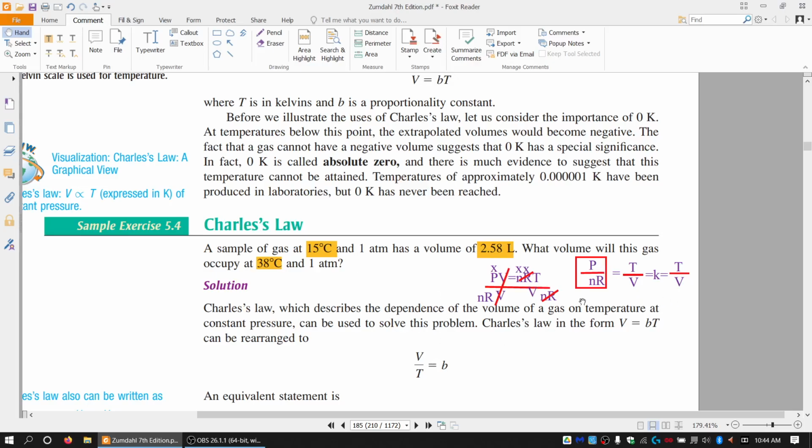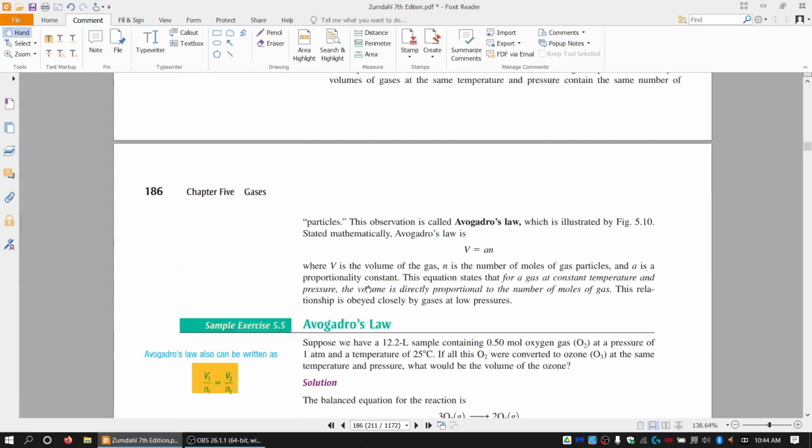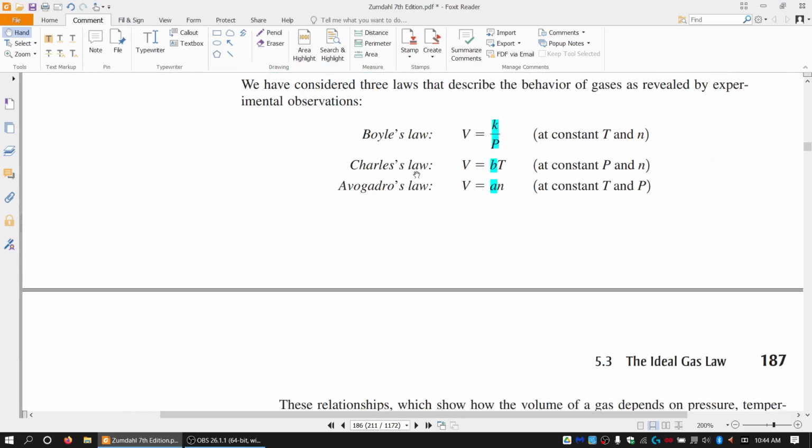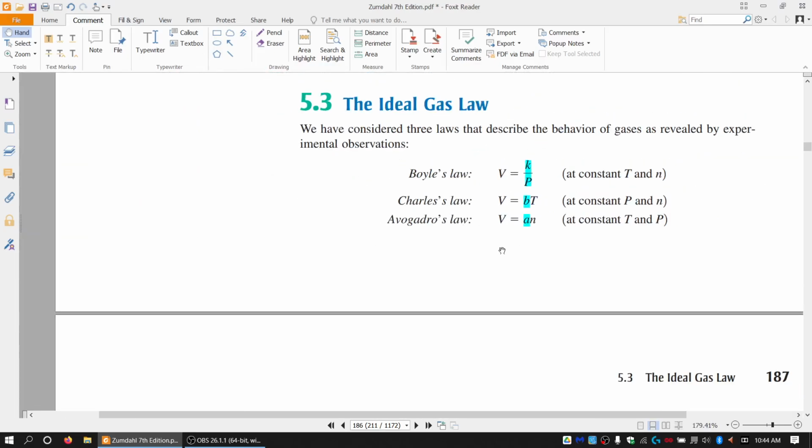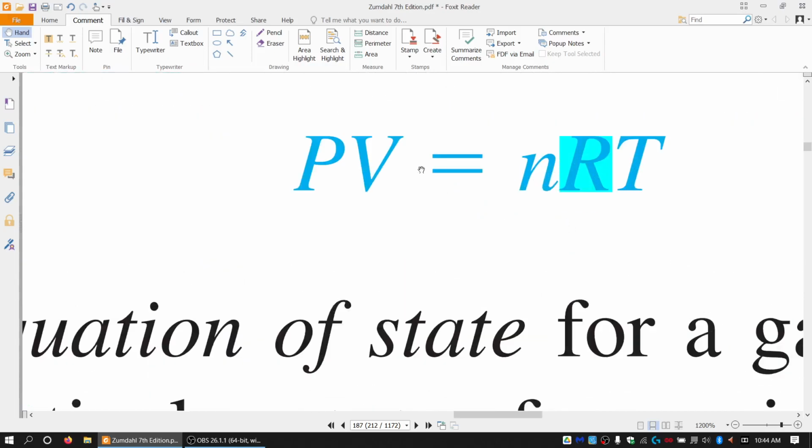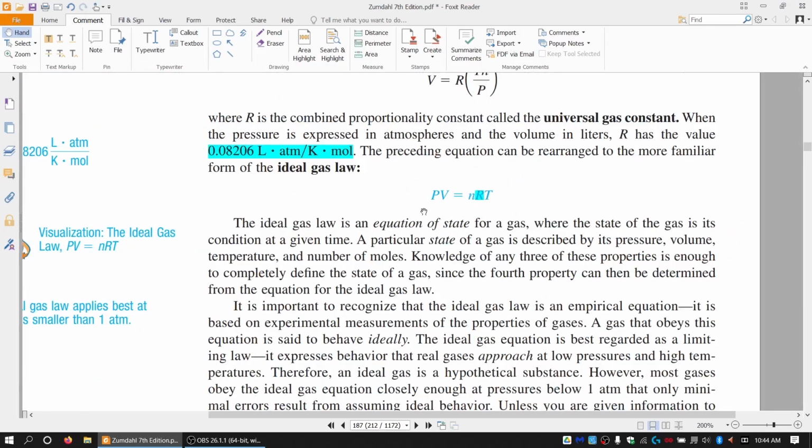So I could just use the ideal gas law for everything. And obviously this is all kind of long and drawn out as I took the time to explain it. But once you've done this a couple times, it's very simple. And so why bother trying to memorize all three of these equations, Boyle's, Charles's, and Avogadro's? You could just always use the ideal gas law and rearrange it as necessary.